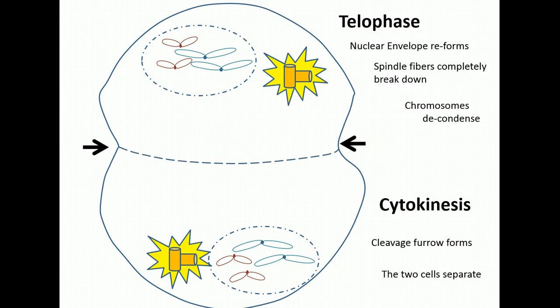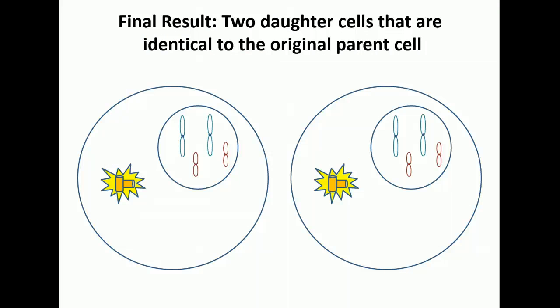In cytokinesis, we're going to see that the cell pinches in the middle, and a cleavage furrow forms that will eventually allow those two cells to completely separate from each other. Final result, we now have two daughter cells that are identical to the original parent cell. So if you went back and looked at what the original parent cell looked like, you would see that it looks exactly like these two cells. And so now each of these cells will begin its journey through the cell cycle, going through interphase, and then eventually getting to the point where it can go through mitosis and cytokinesis as well to produce more cells.